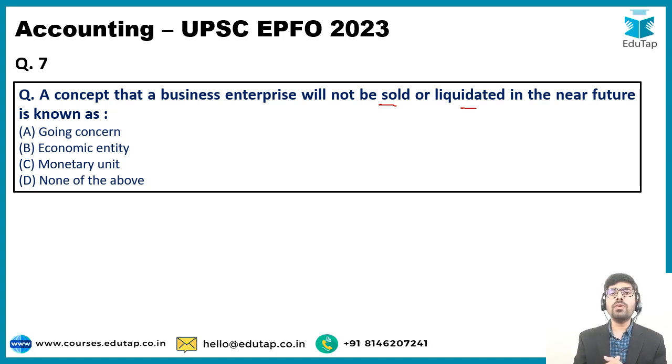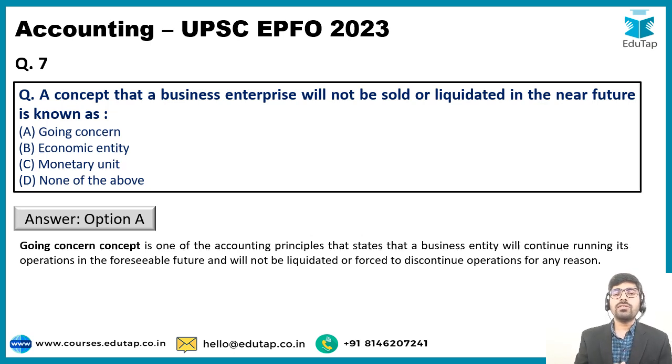This is the reason we make segregation between capital and revenue expenditure, and only the revenue expenditures are shown in the profit and loss statement, and all the capital expenditures they are carried over to future years in our balance sheet. ओके तो हमारी बिजनेस एंटरप्राइज को अभी बंद नहीं किया जाएगा, उसे लंबे समय तक चलाया जाएगा. दिस इज एज पर विच कंसेप्ट? ऑप्शंस आर गोइंग कंसर्न, इकोनॉमिक एंटिटी, मॉनेटरी यूनिट और नन ऑफ द अबव. द आंसर टू दिस क्वेश्चन इज वेरी सिंपल. The correct answer is option number A, going concern concept.